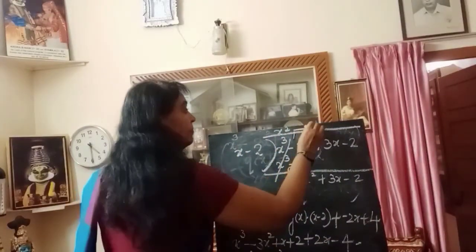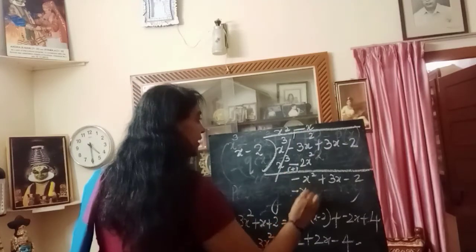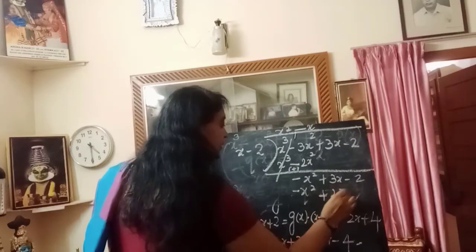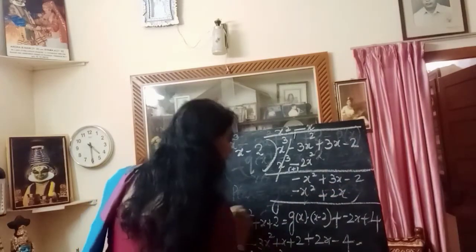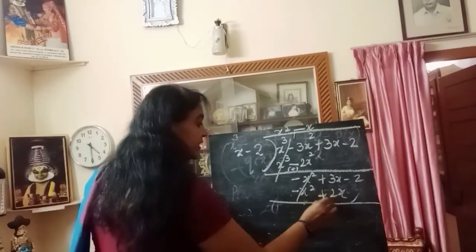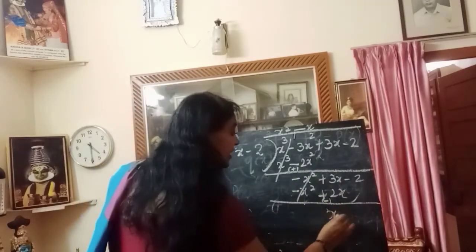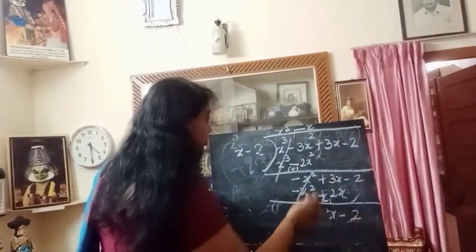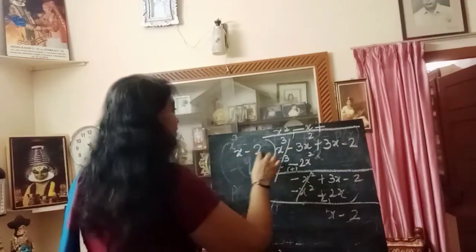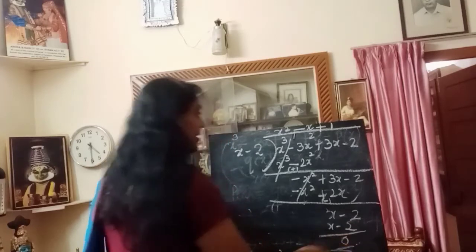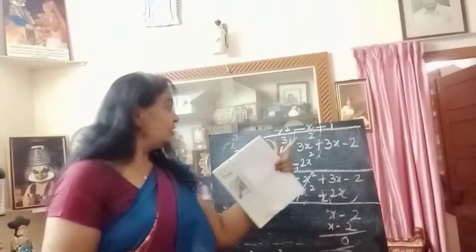Now this is x multiplied by x. So minus x square, minus into minus plus 2x. Plus 2x. Now you are getting, this is cancelled. Take minus sign, add, you are getting x minus 2. After getting x minus 2, the sign is positive. So here also positive. x minus 2, that is 1. So this is x minus 2, 0 remainder. So what is our g of x? g of x is x square minus x plus 1.